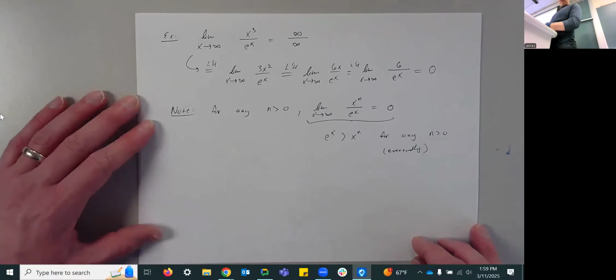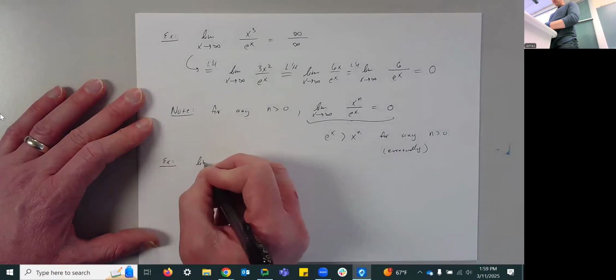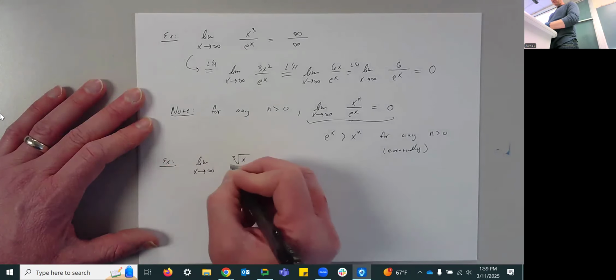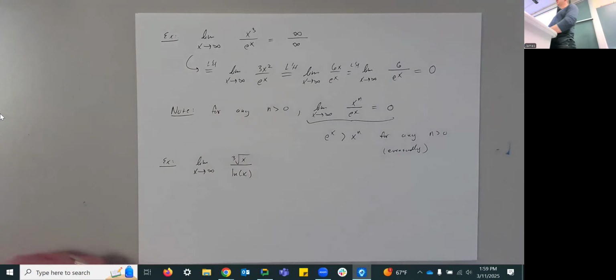A few more examples here. What about the limit as x approaches infinity of the cube root of x over the natural log of x? First of all, is it even the right type? It's really important when you're looking at limits like this, before you just throw L'Hopital's rule at it, you have to make sure you're allowed to. So is it a 0 over 0 or is it an infinity over infinity?